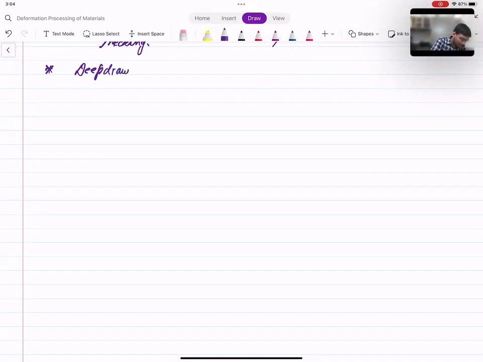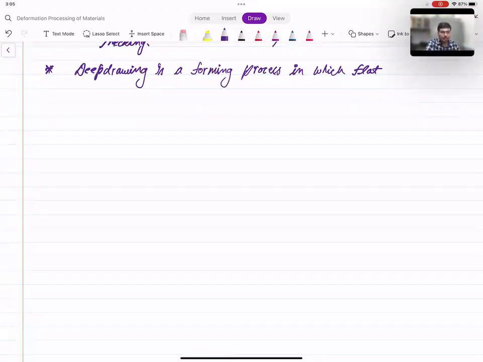Deep drawing is a forming process in which flat metal sheets, generally metal sheets are used, and this process is used for metal, so we frequently use the term metal, in which flat sheets are shaped into cups.